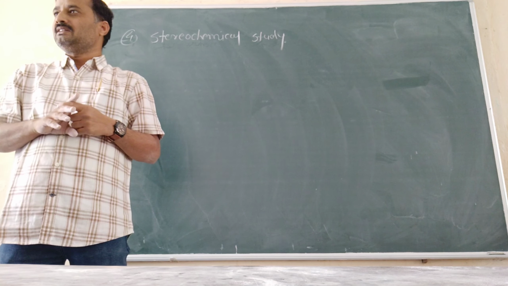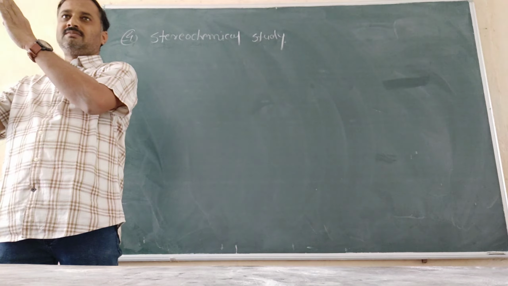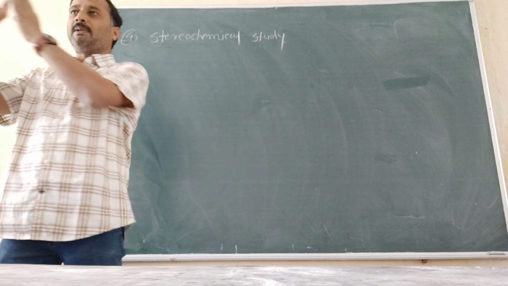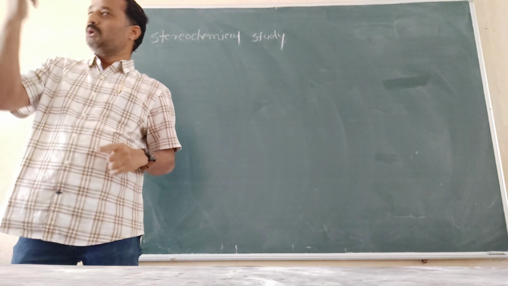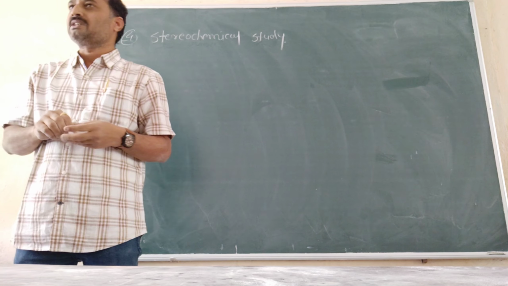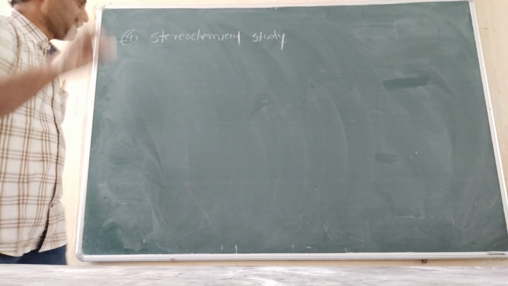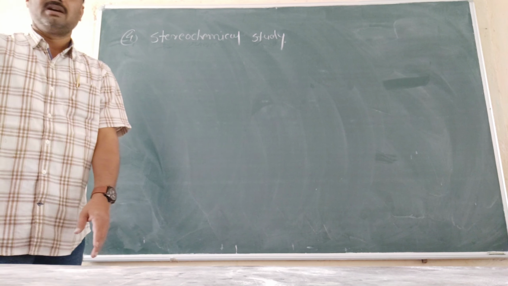What happens in SN1 reaction? In SN1 reaction, we get a mixture of products, that is 50% retention and 50% inversion of the reactant. And in SN2 reaction we get 100% inversion. Okay, see a simple reaction. See how this stereochemical study is used to write the mechanism of a reaction.